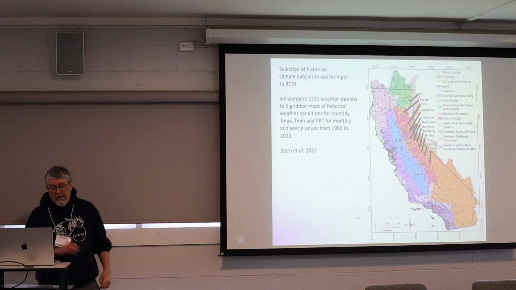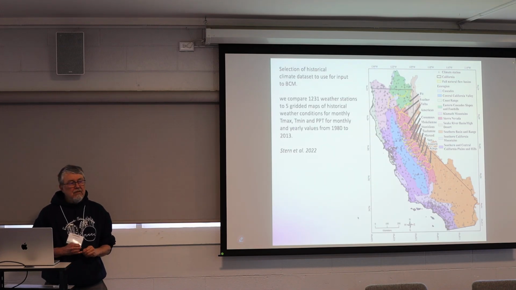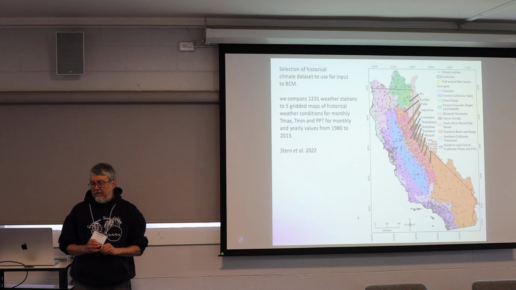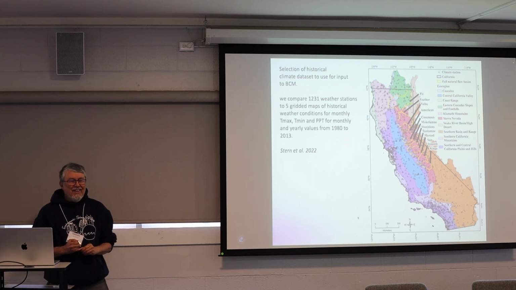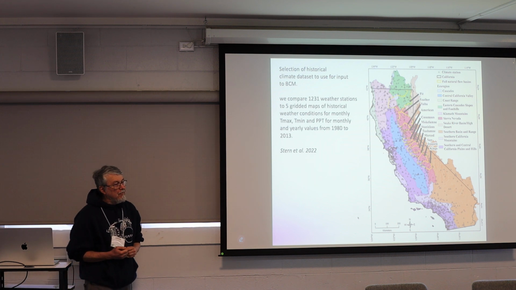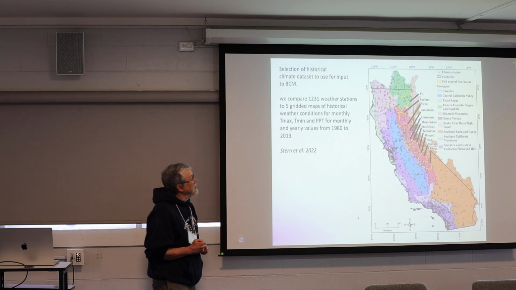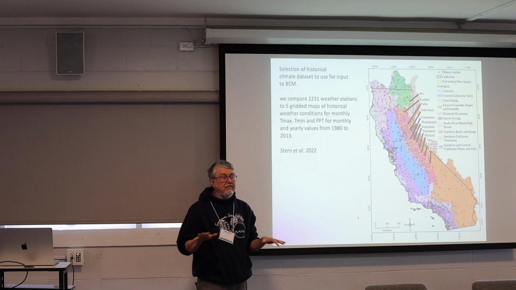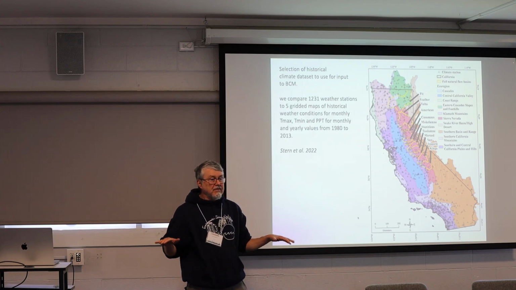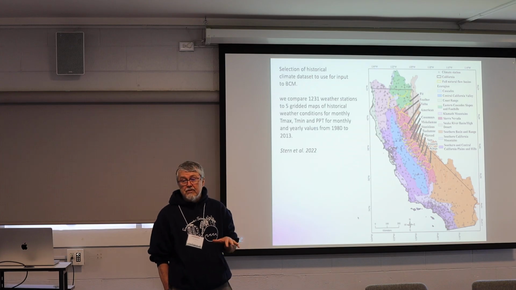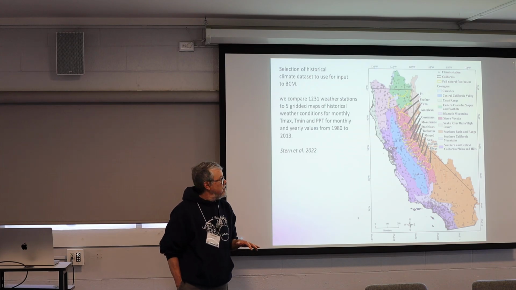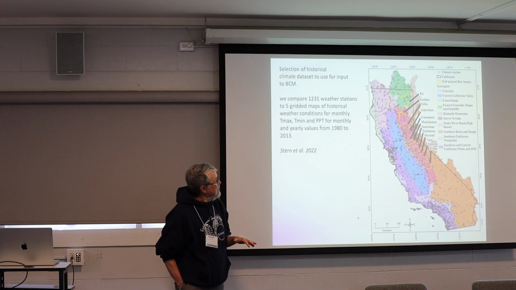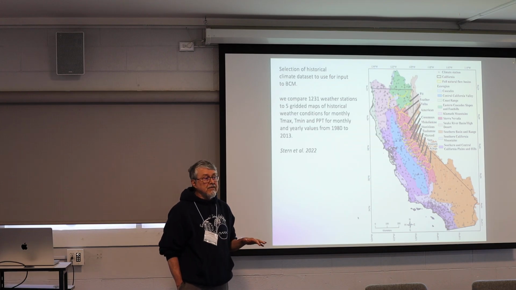So then, what historical data did you use to go into the model, I hear you cry? Well, Michelle tackled that one by looking at 1,231 weather stations in California and comparing 5 different historical climate scans to those, including Climate NA, PRISM, which is a product out of Oregon State, and several others.